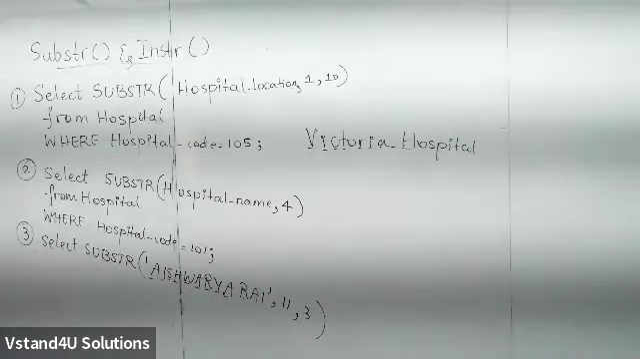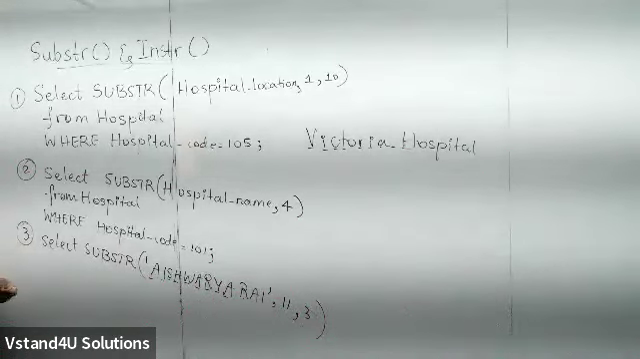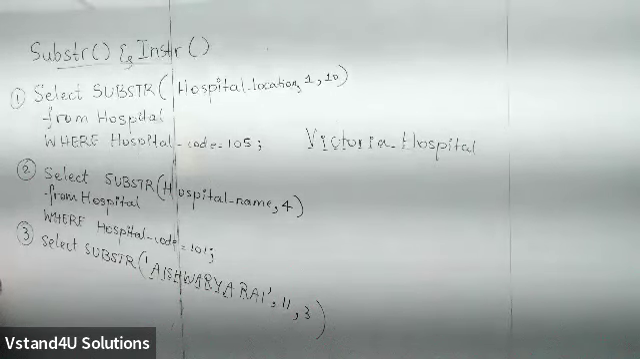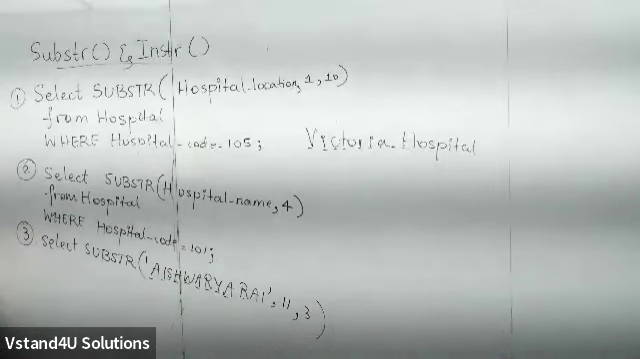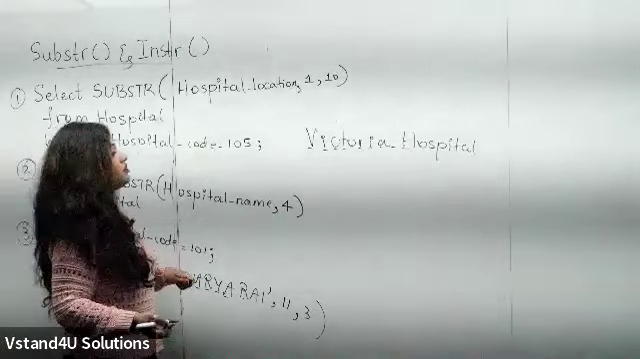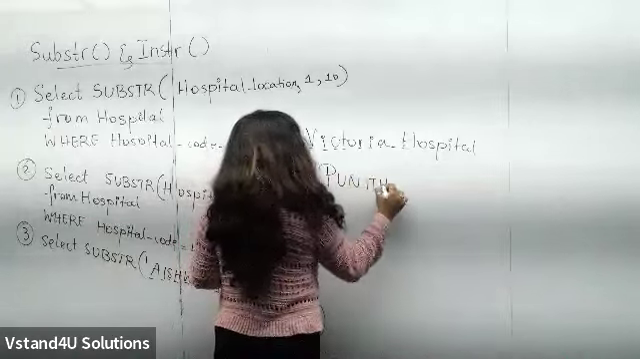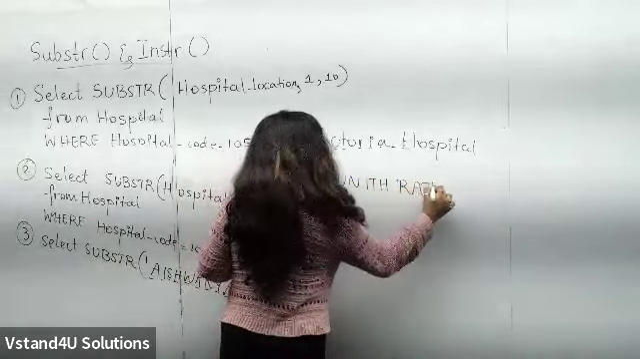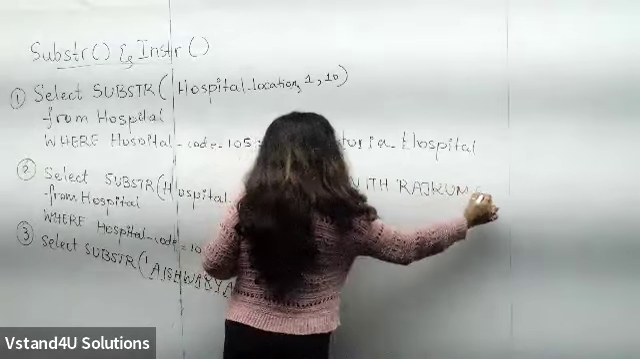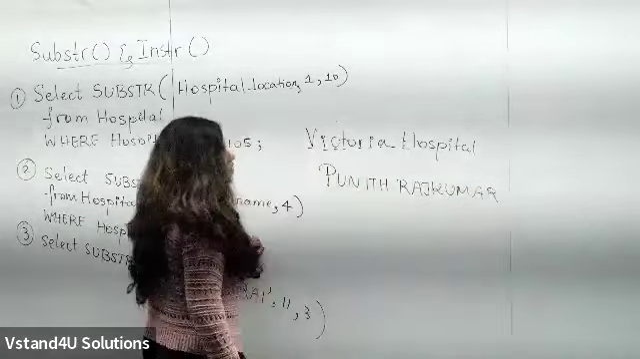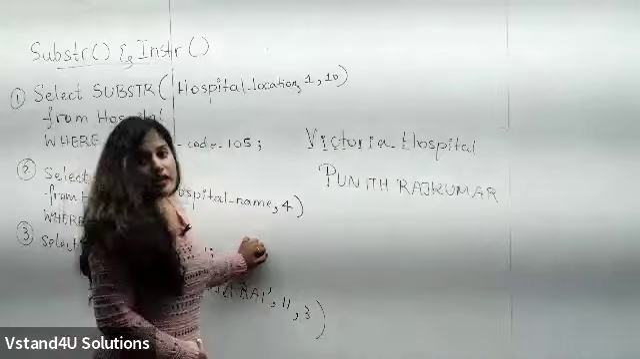Now, if I say another example, extract the word Raj from Puneet Rajkumar. Extract the word Raj from Puneet Rajkumar. How will you take it? What is his name? Can you spell it? P-U-N-I-T-H-R-A-J-K-U-M-A-R. Okay.